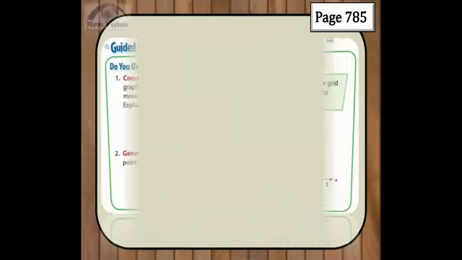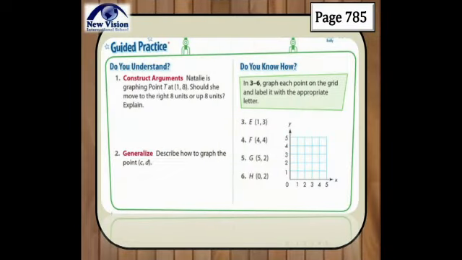Next, let us answer the guided practice. Number 1. Natalie is graphing point T at (1, 8). Should she move to the right 8 units or up 8 units? Explain. So where is 8? Is it in the x coordinate or in the y coordinate? Alright, correct. So it's representing the y coordinate. So what is our answer? Up 8 units. Very good. The y-coordinate names the distance from the origin moving up along the y-axis.